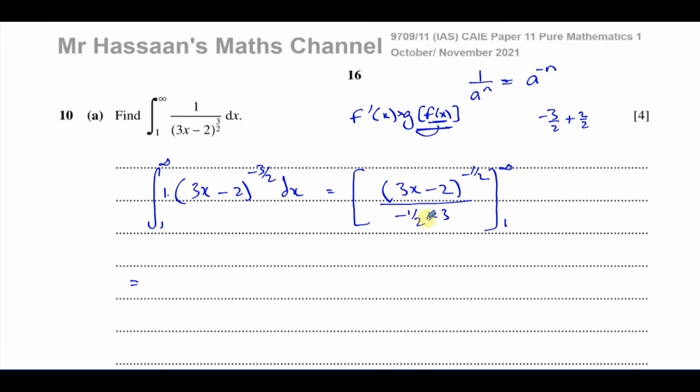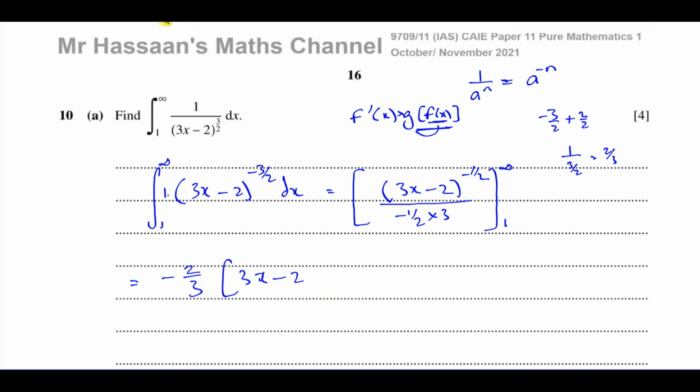Continuing from here, this is going to be minus 3 over 2. If you have 1 over 3 over 2, that gives me 2/3, because 1 divided by a fraction is equal to its reciprocal. If you divide something by a fraction, you multiply it by its reciprocal. So it's like 1 times 2/3. You're going to have negative 2/3, and then you're going to have 3x minus 2 to the power of negative a half. I'll just do this step by step so it's a bit clearer.